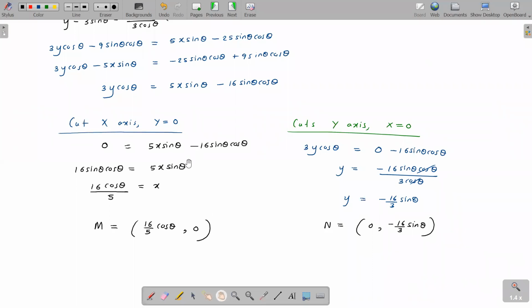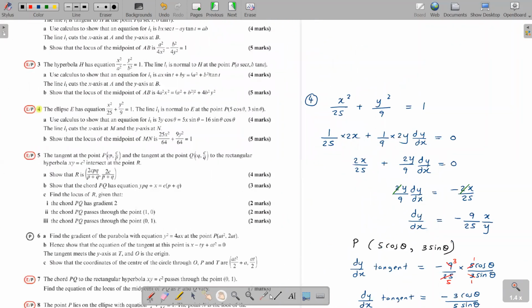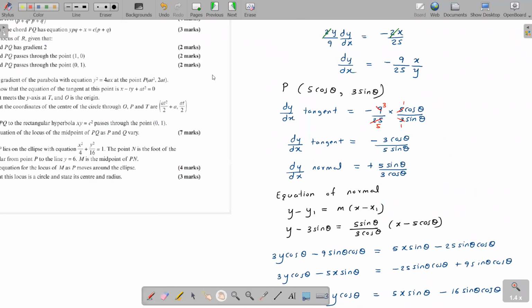Now, what do we need to find the locus of? They are asking you to find the locus of what? Show that the locus of the midpoint of MN. So that means you have to find the path that the midpoint of MN moves. Locus means to find the path. Okay, let's find the midpoint.